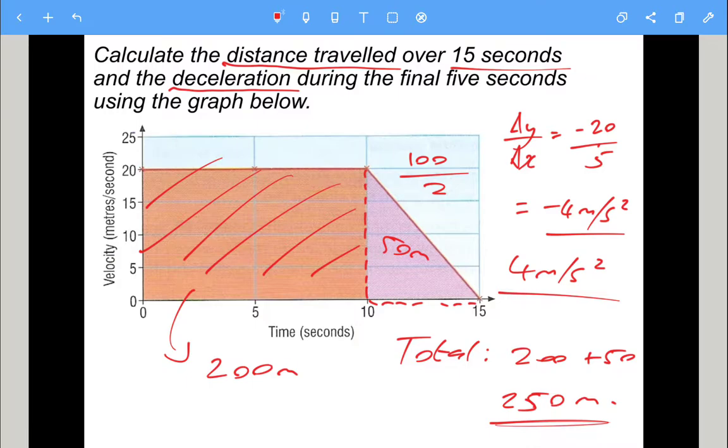So hopefully that went okay. And now you've got a thorough understanding of velocity time graphs, and the gradient is the acceleration or deceleration, and the area under the graph gives the total distance travelled.